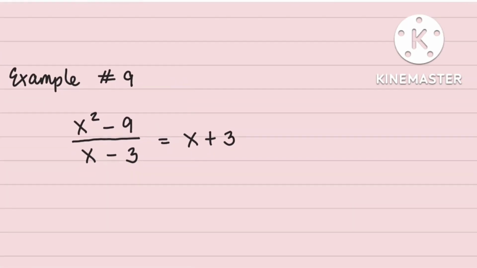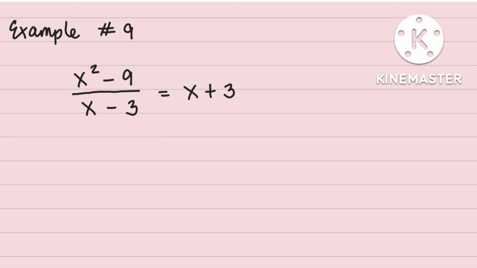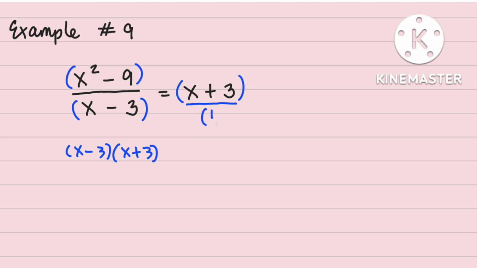Now we go to the last example for solving rational equations. I will place a denominator 1. The product of x minus 3 and x plus 3 should be equal to the product of x squared minus 9 and 1. The product of x minus 3 and x plus 3 is x squared minus 9. And look at our left hand side and our right hand side. They are identical.